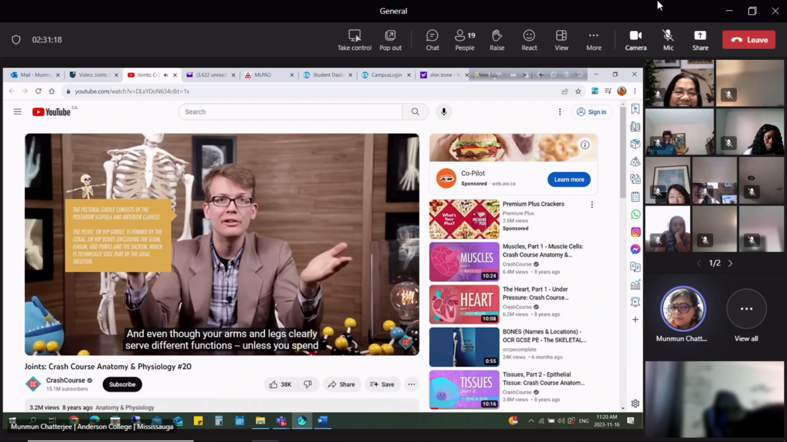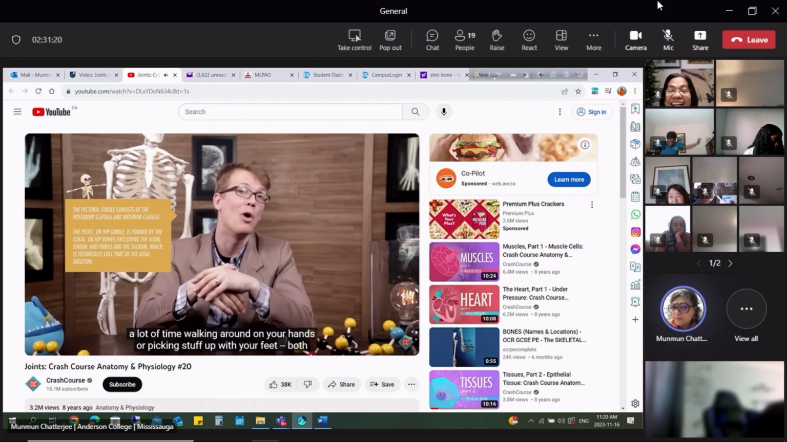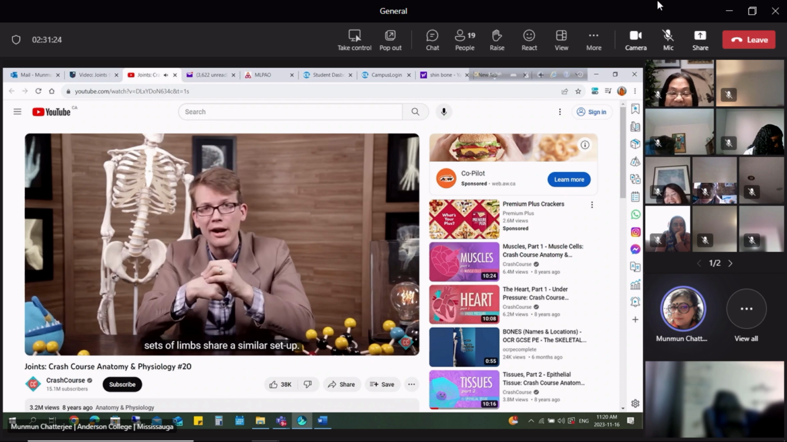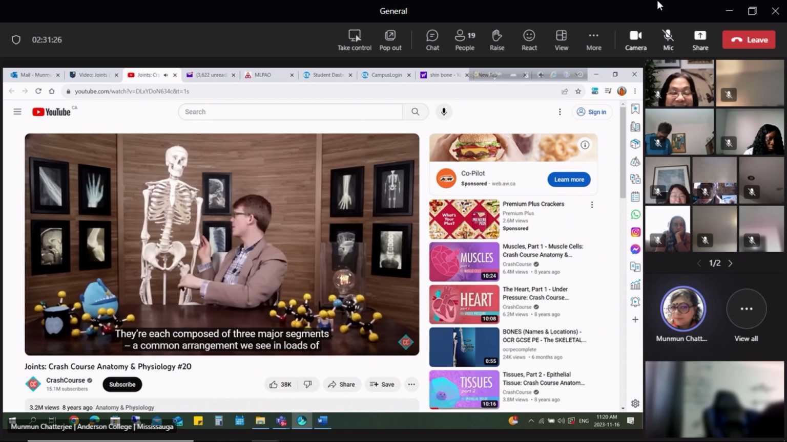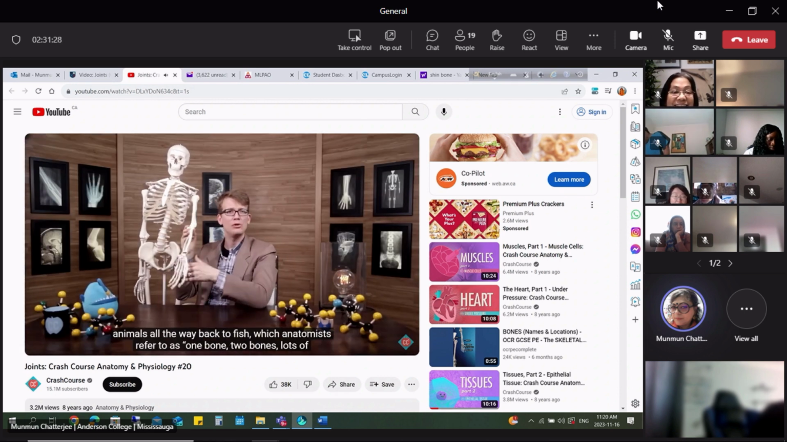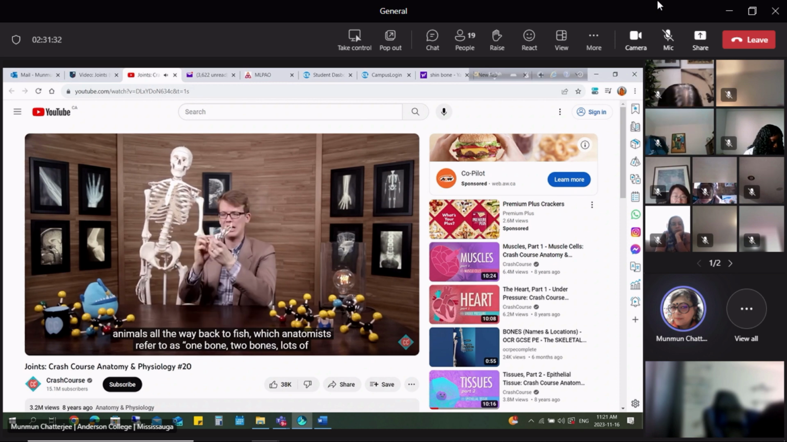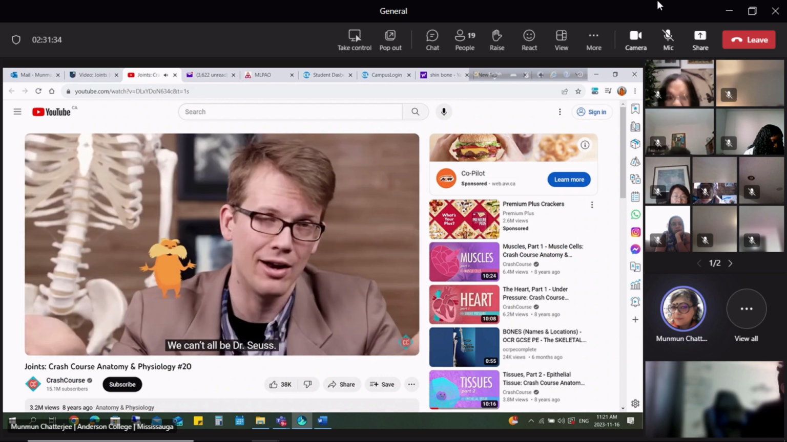And even though your arms and legs clearly serve different functions, unless you spend a lot of time walking around on your hands or picking stuff up with your feet, both sets of limbs share a similar setup. They're each composed of 3 major segments, a common arrangement we see in loads of animals all the way back to fish, which anatomists refer to as 1 bone, 2 bones, lots of bones and digits. We can't all be Dr.